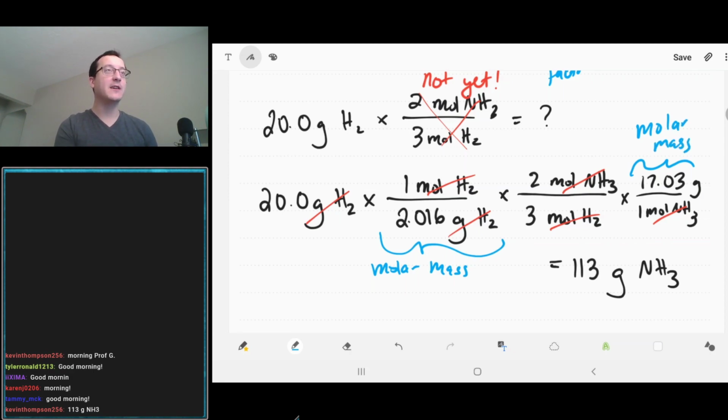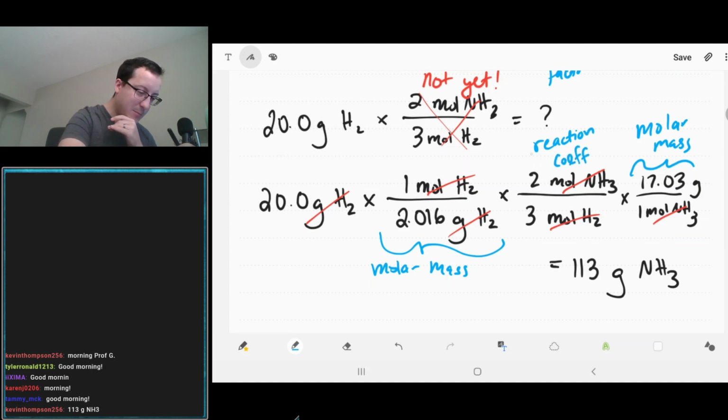So we're going to see that whenever we are going from grams of one thing to grams of another, we're going to have these 3 conversion factors. We're going to have the molar mass of one substance. We are going to have the reaction coefficients. That's this part here. Sorry, I didn't do my fancy, ugly bracket. And then we're going to need the molar mass of the other substance. Okay, does that kind of make sense?